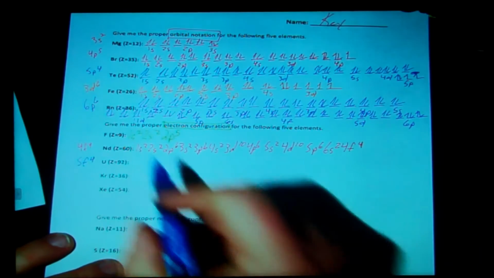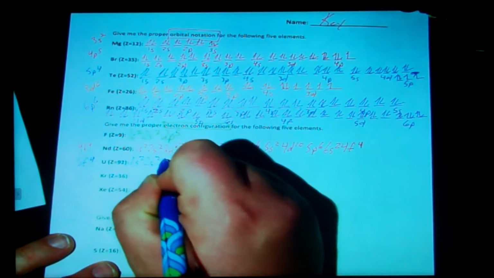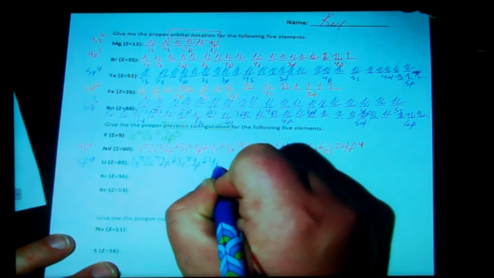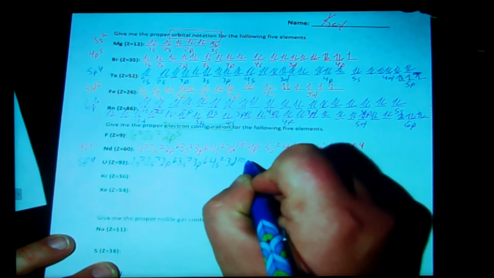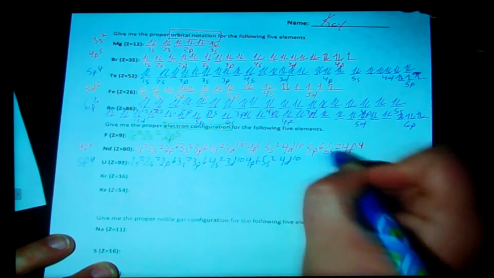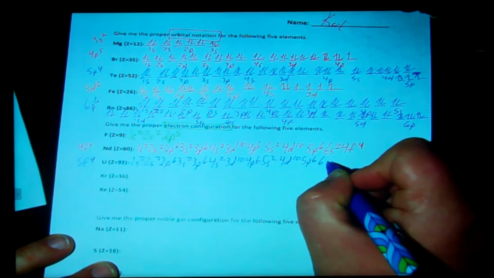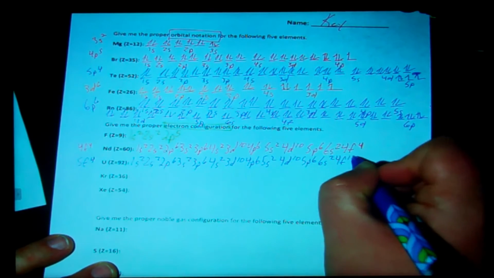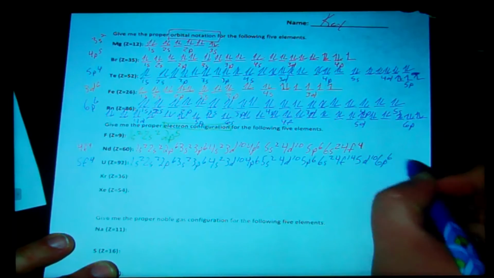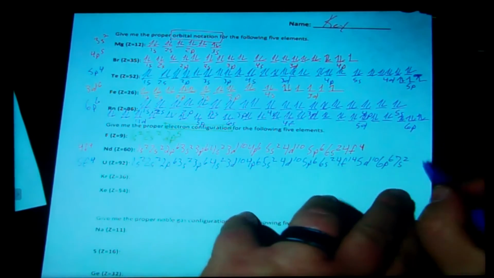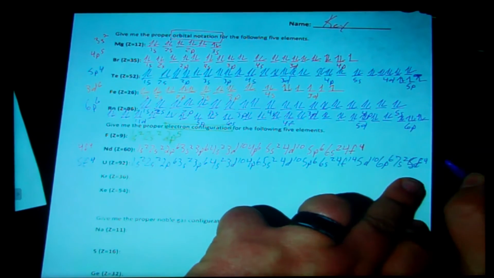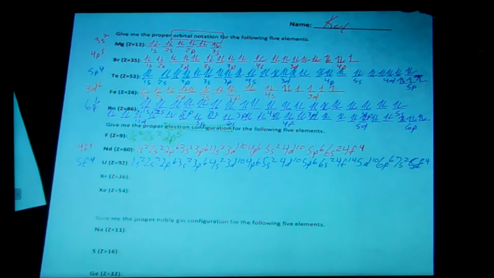So 5f4, rolling through. 1s2, 2s2, 2p6, 3s2, 3p6, 4s2, 3d10, 4p6, 5s2, 4d10, 5p6, 6s2, 4f14, 5d10, 6p6, 7s2, 5f4. If you're struggling with these, go back and watch those videos.